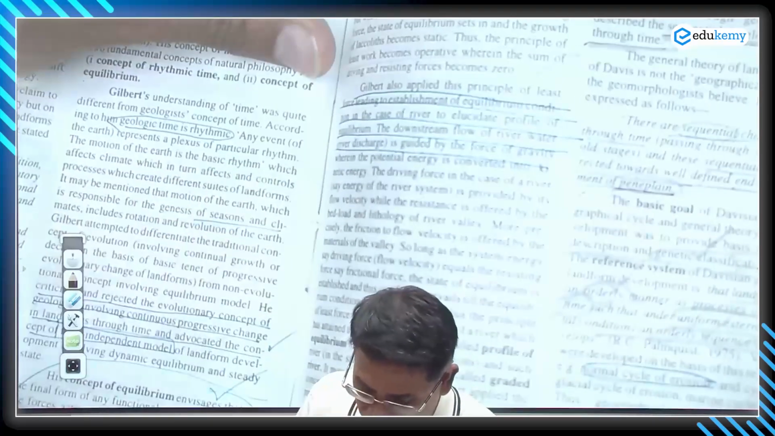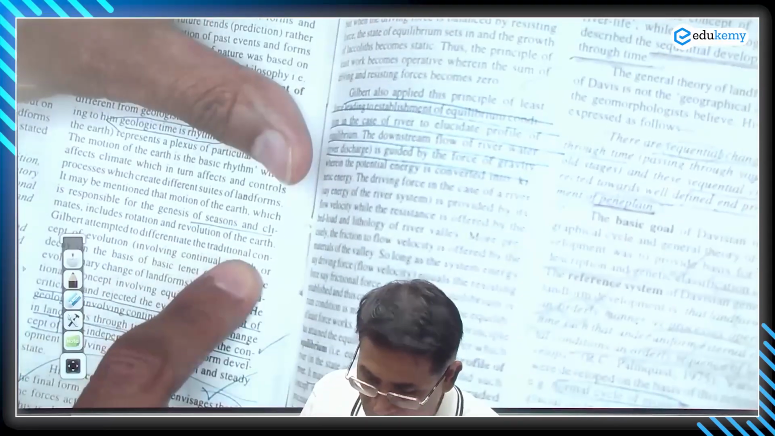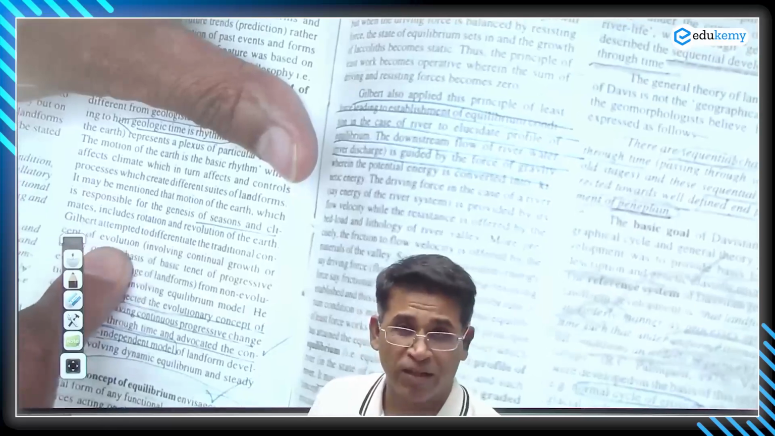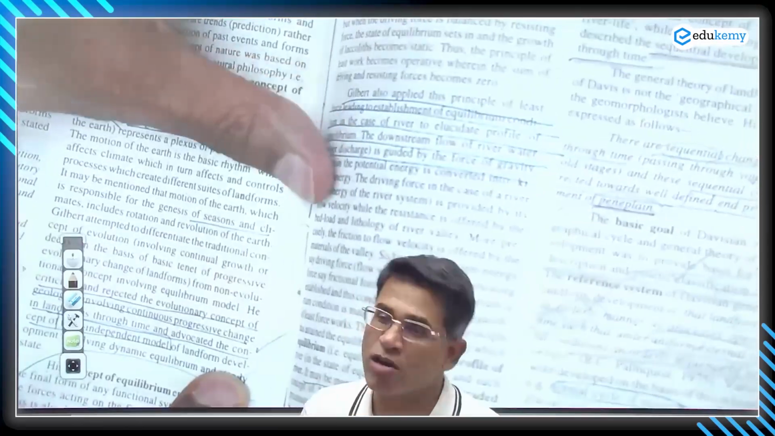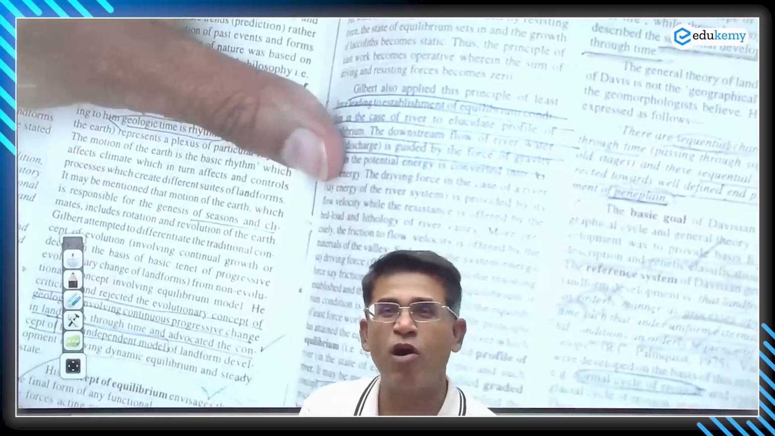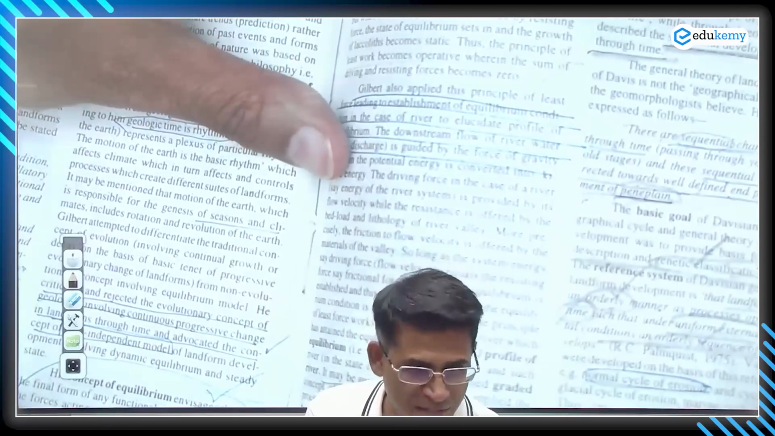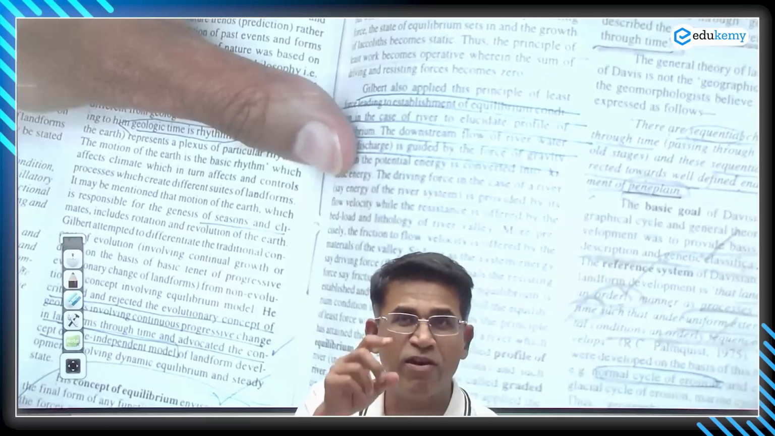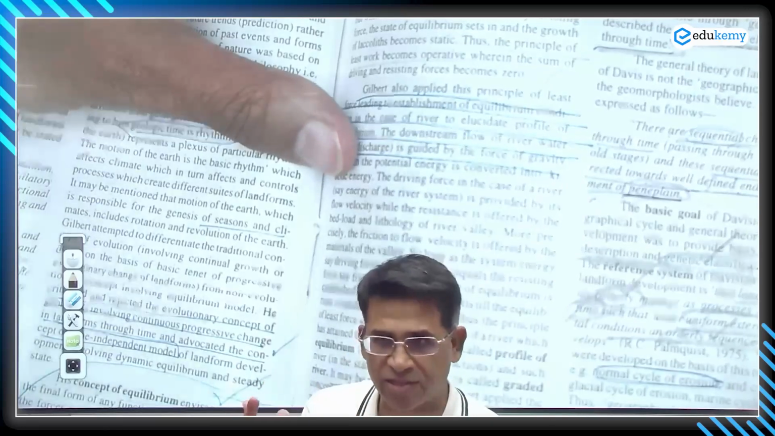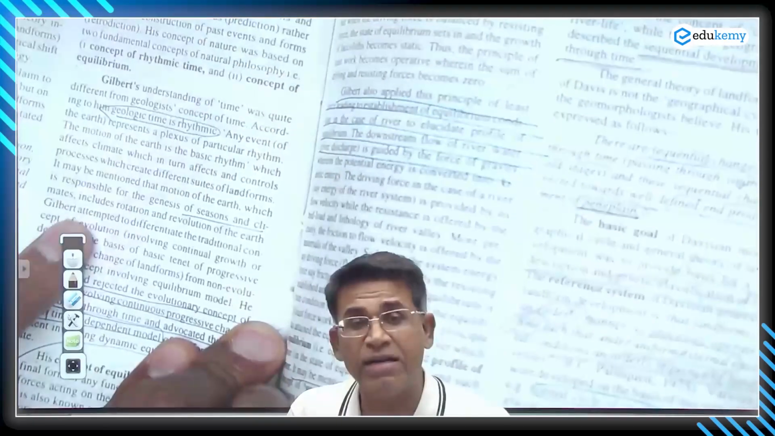Okay. Gilbert differentiated the traditional concept of evolution. When Gilbert gave his theory, at that time, Darwin's model was known, because Darwin's model came up in the 1850s, and Gilbert is writing in the 1880s. And the evolution idea was taken by Davis. So here they are telling us about it, but Gilbert is challenging that.